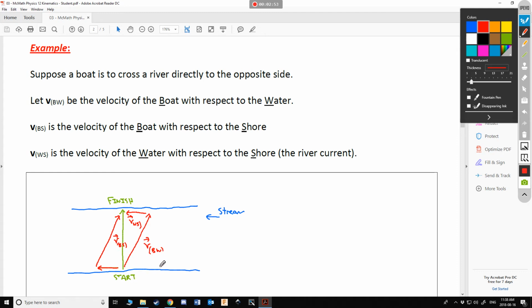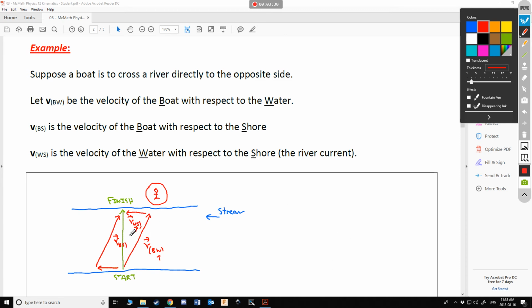From the water's perspective, it's seeing the boat heading into it. Like that, the boat is angling towards the water. This is from the shore's perspective right here. If you were some person standing on the shore watching, you just see the water flowing to the left. This is VBS. So even though the boat is angled and pointing in this direction against the stream, what we observe is, because when we add those two vectors together, the boat itself will simply travel from start to finish. So a person on the shore will observe the boat just going straight across.